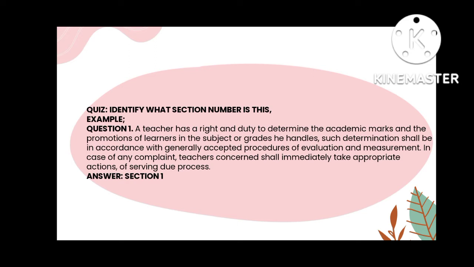For example, question number 1. A teacher has a right and duty to determine the academic marks and the promotion of learners in the subject or grades he handles. Such determination shall be in accordance with generally accepted procedures of evaluation and measurement. In case of any complaint, teachers concerned shall immediately take appropriate actions observing due process. And the answer is Section 1.